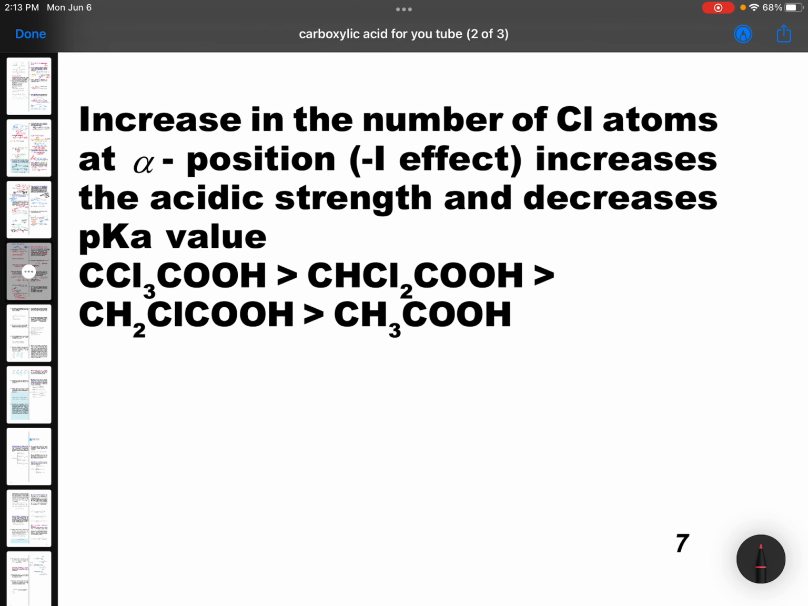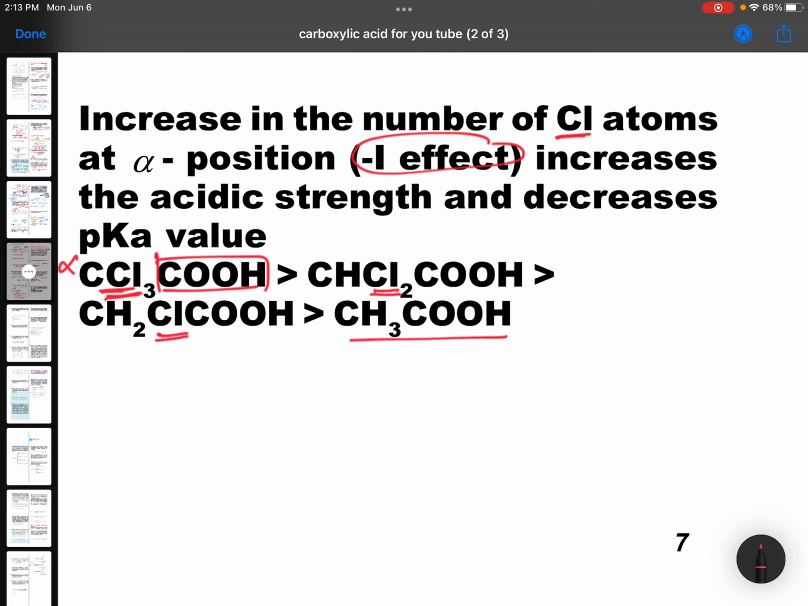Increasing number of chlorine atoms. Okay, now the example given is chlorine. You can take fluorine, bromine, iodine, anything is fine. These cause a minus I effect and increase the acidic strength. See here, this is the COOH group, with the immediate alpha position. You can say 3 chlorines are there here, 2 chlorines are there here, 1 chlorine is there here, and no chlorines are there here.